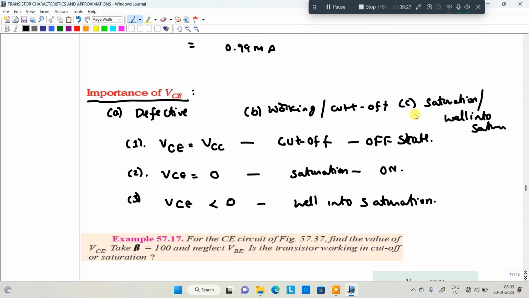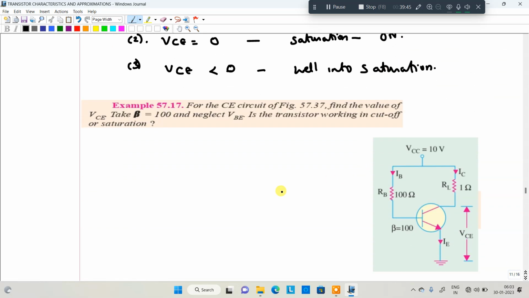In the examination they will give a problem and ask you to identify which state the transistor is in: saturation, cutoff, as well as active state. We can identify that with the help of the problem. Okay, first problem, for the circuit, find the value of VCE, beta is equal to 100, neglect the VBE, is the transistor working in cutoff or saturation?